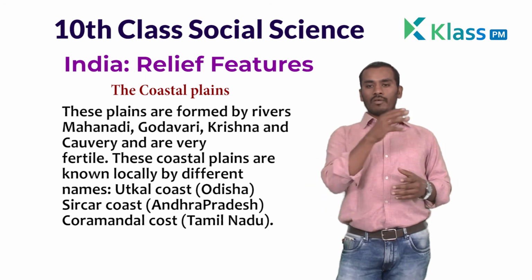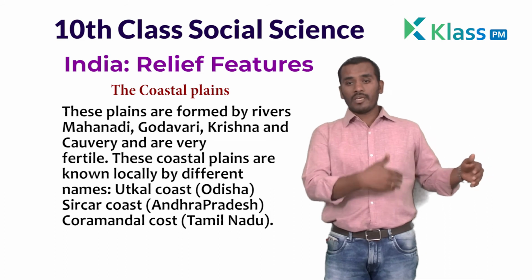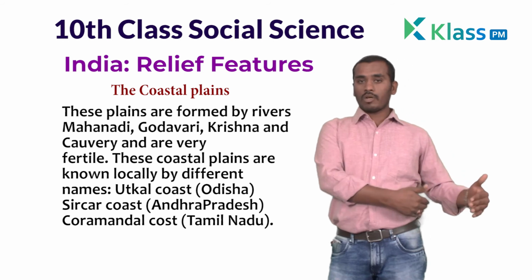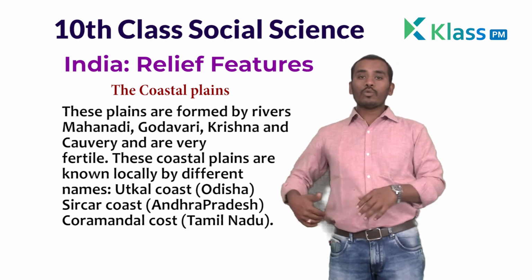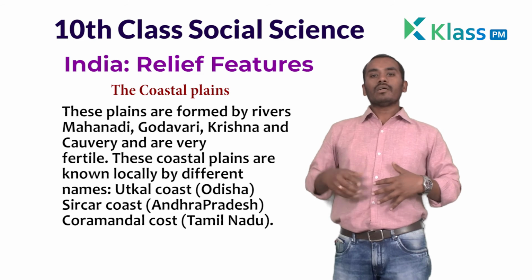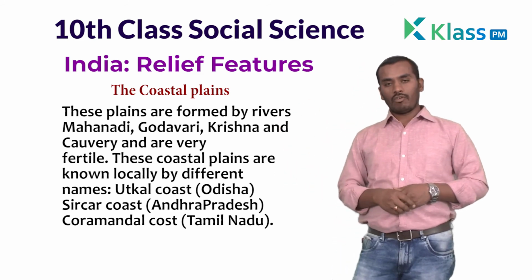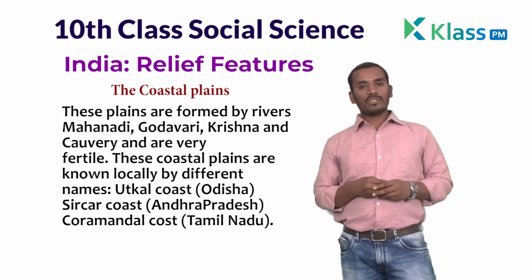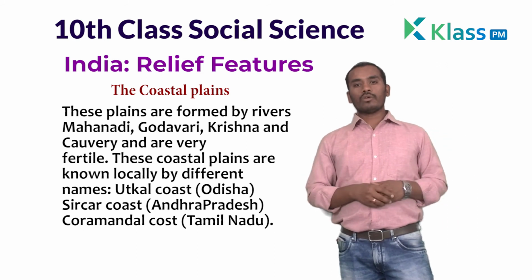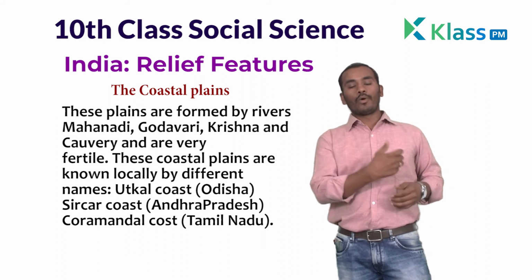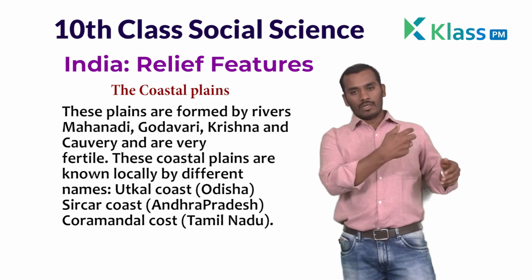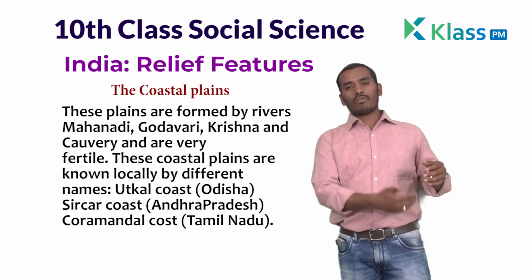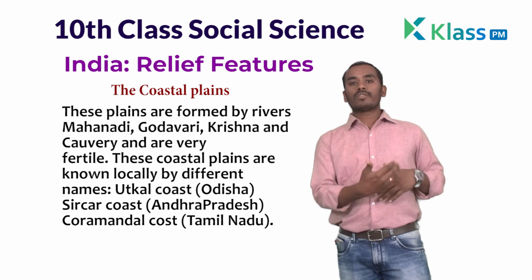All these major peninsular rivers make the eastern coastal plain of our country. The eastern coastal plain as well as the western coastal plain are also very fertile, like the northern plains of our country. Again, the eastern coastal plain is divided into three divisions. The first one is the Utkal coast, comprising the state of Odisha. Then next is the Northern Circars coast, which comprises the state of Andhra Pradesh, and the next is the Coromandel coast, the state of Tamil Nadu.